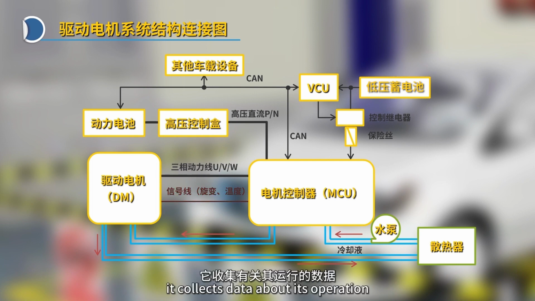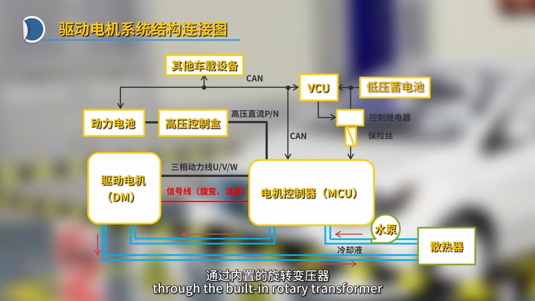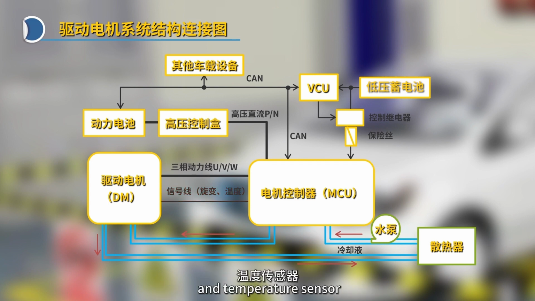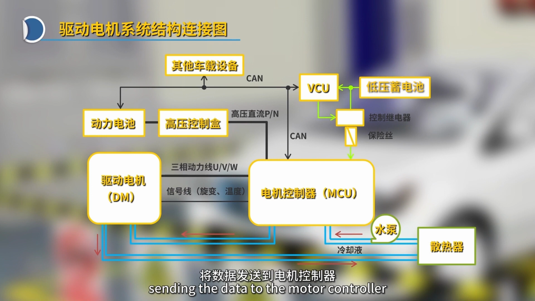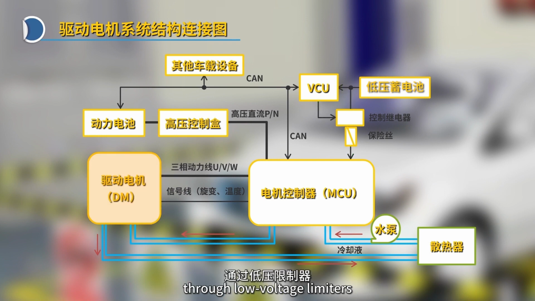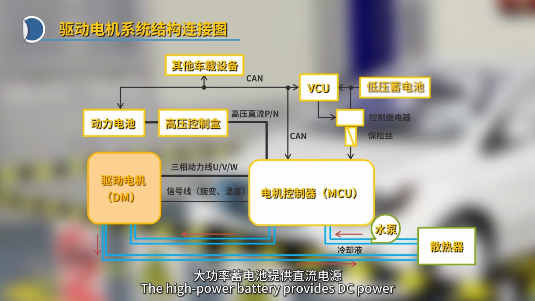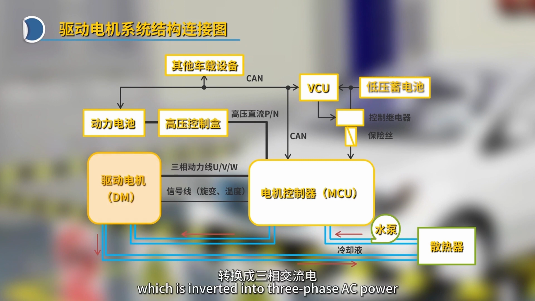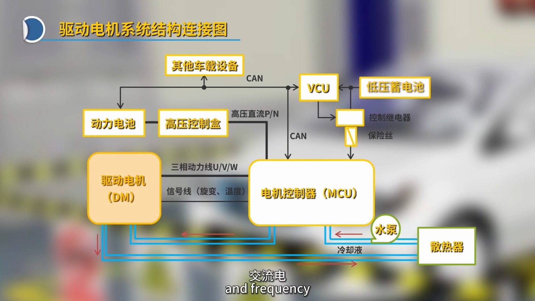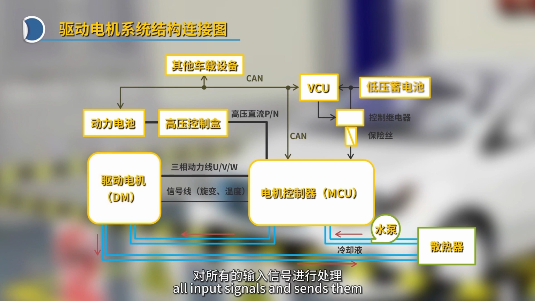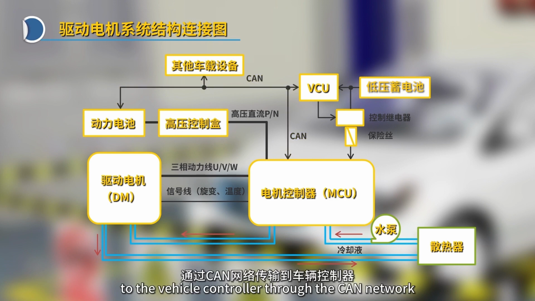Meanwhile, it collects data about its operation through the built-in rotary transformer and temperature sensor, sending the data to the motor controller through low-voltage limiters. The motor controller consists mainly of an inverter and a control board. The high-power battery provides DC power, which is inverted into three-phase AC power with adjustable voltage and frequency to drive the motor. The control board processes all input signals and sends them to the vehicle controller through the CAN network.